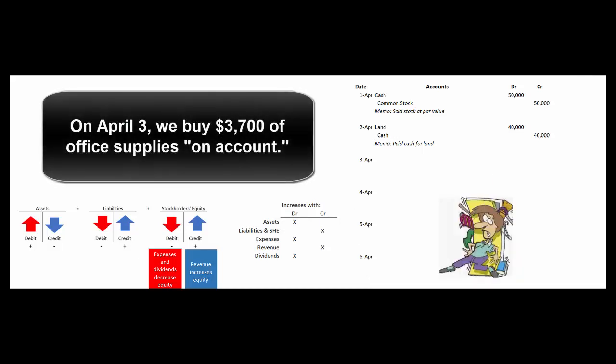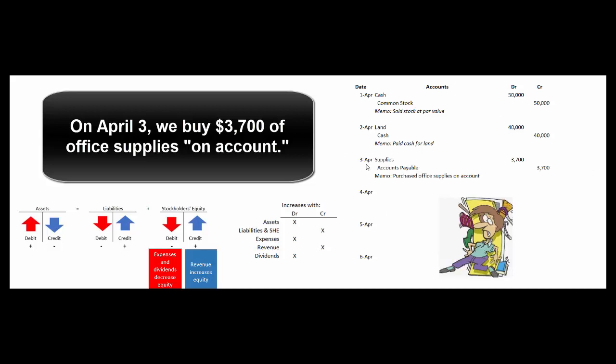Next transaction, we fill up the supply closet with $3,700 worth of supplies. That is an asset, so it's going to increase with debits. But we're not going to pay now, we're going to pay later. And since we don't sign a note, if we signed a note, that would be called a note payable. Since we don't sign a note, that's called an account payable. Any account that has the word payable in it is a liability account and increases with credits. So we're going to debit supplies for $3,700 and credit accounts payable for $3,700.